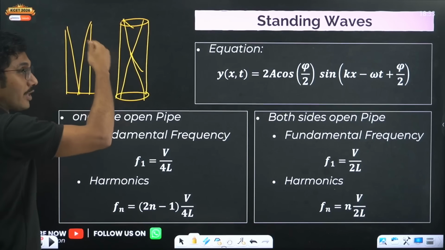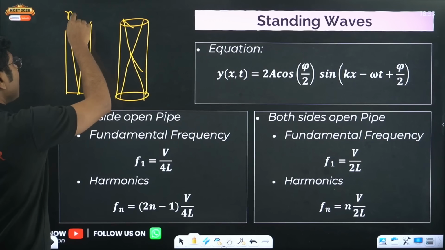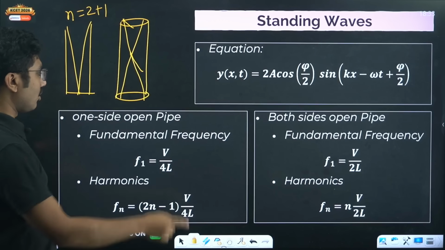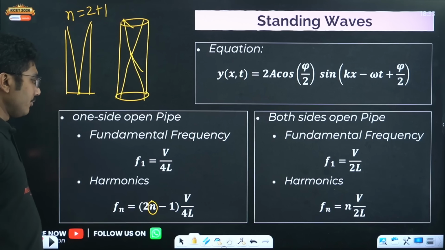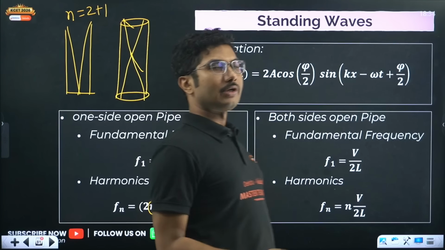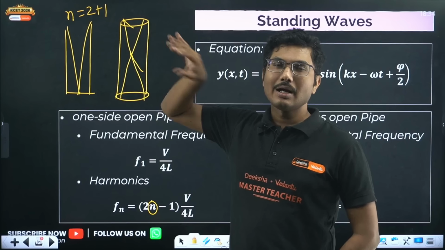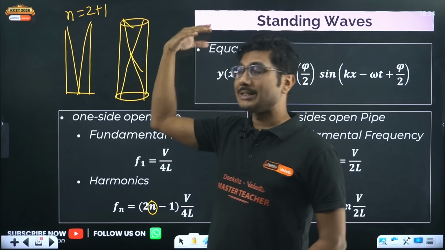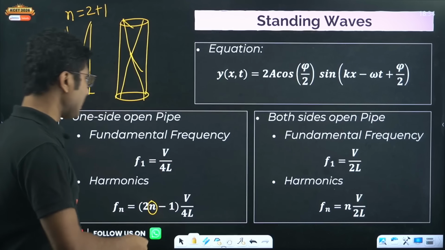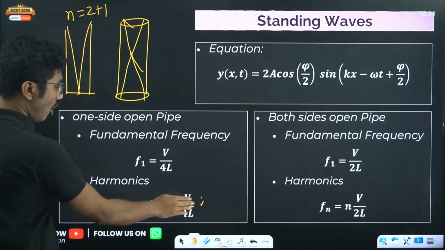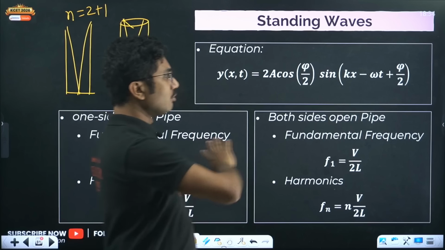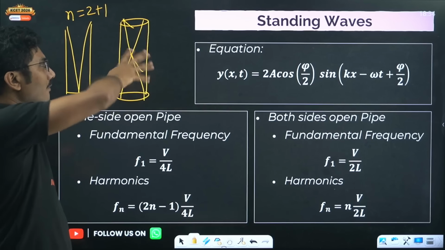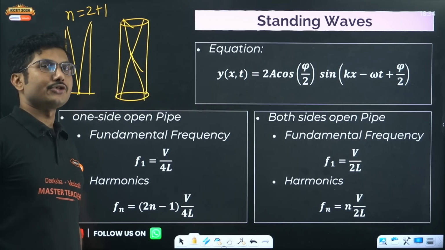If I say second overtone, that means the number is actually 2 plus 1. The order of the frequency, n, is called the harmonic. If I say second overtone, that means third harmonic. In the case of a one-sided open pipe, only odd harmonics are present. In the case of a both-sided open pipe, all harmonics are present. If you are confused, draw the diagram to solve the questions as well.